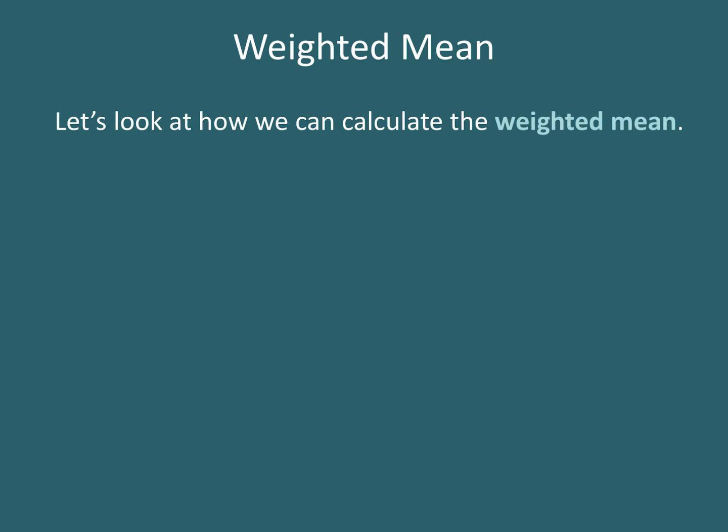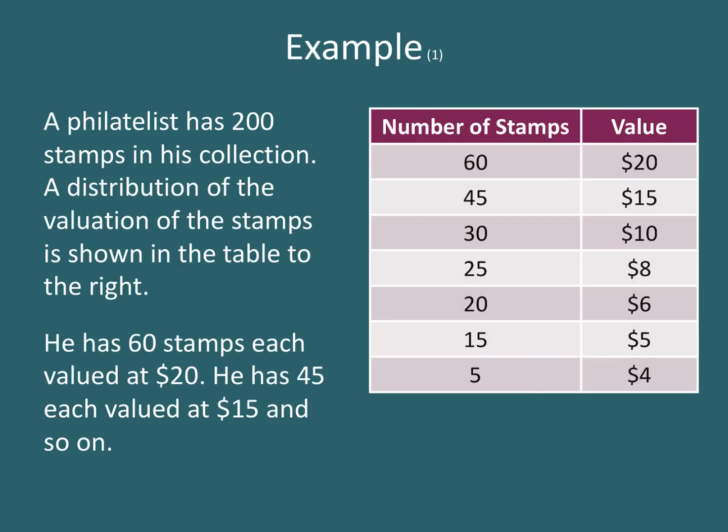Weighted mean. A philatelist has 200 stamps in his collection. A distribution of the valuation of the stamps is shown in the table to the right. He has 60 stamps, each valued at $20. He has 45, each valued at $15, and so on.